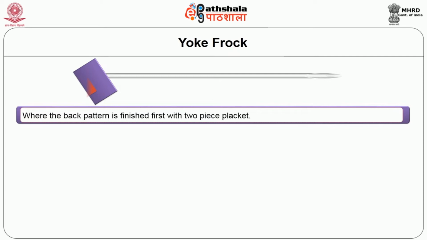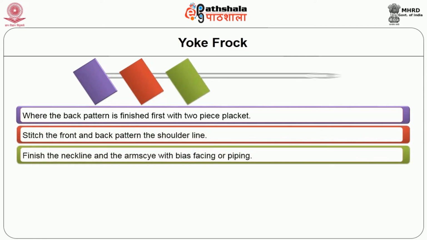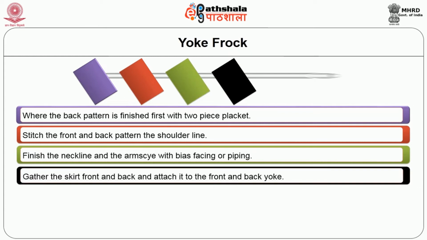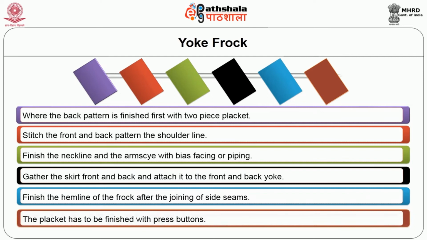First, the back pattern is finished with the two-piece placket. Then stitch the front and the back pattern along the shoulder line. The neckline and the armscye is finished with bias facing or bias piping. Gather the skirt at the front and the back and attach it to the front and back yoke respectively. Finish the hemline of the frock after joining the side seams. The placket has to be finished with fasteners, and for children it is usually press buttons.